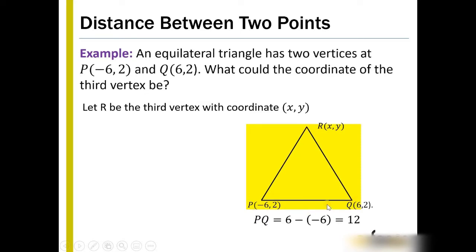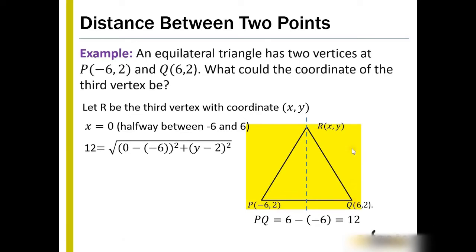The distance from P to Q is 6 take away -6, which is 12. Also, if we draw a line of symmetry down the middle of the triangle, we can see that x, this x coordinate here, must be 0 because it must be halfway between -6 and +6. So now we can use the distance formula on the distance between P and R. So we know that the distance must be 12 because it's an equilateral triangle, so all the sides have length 12.